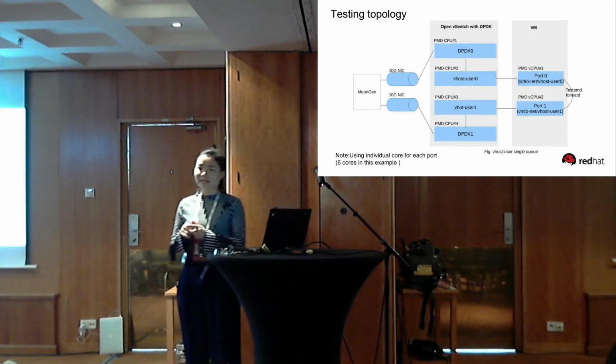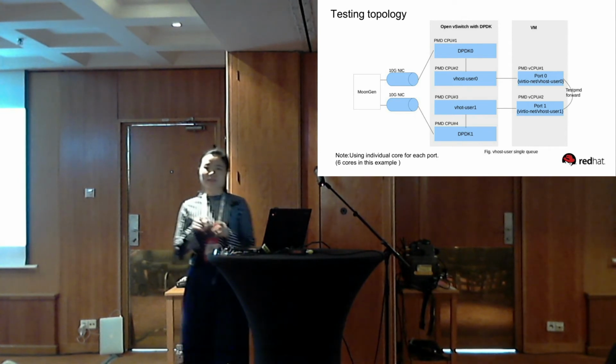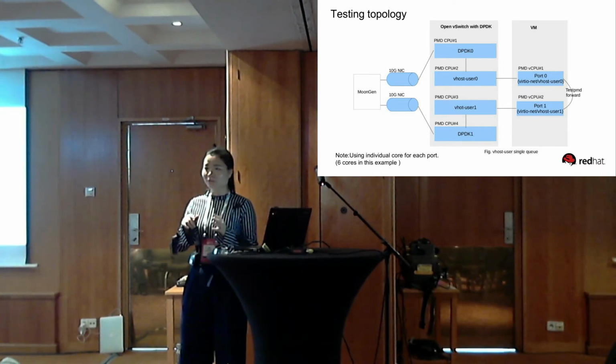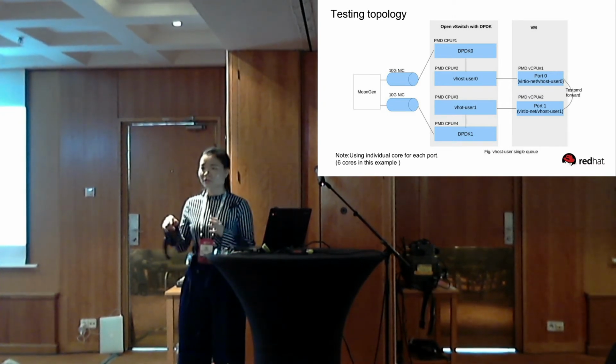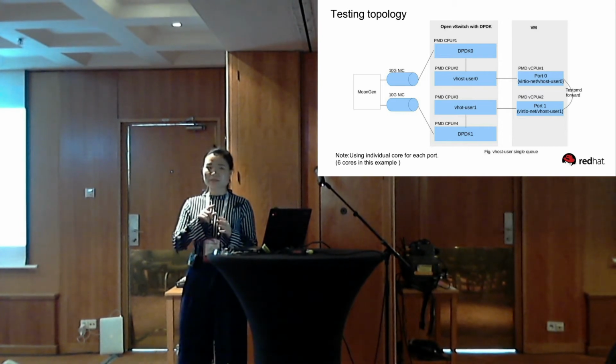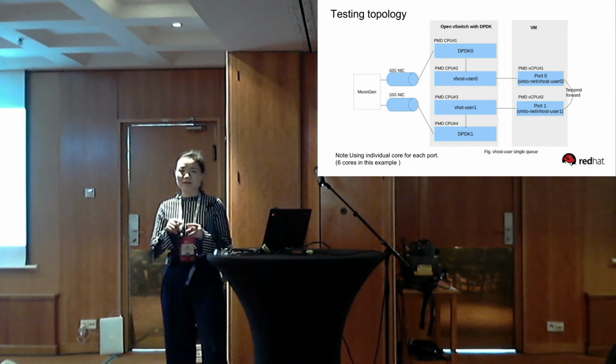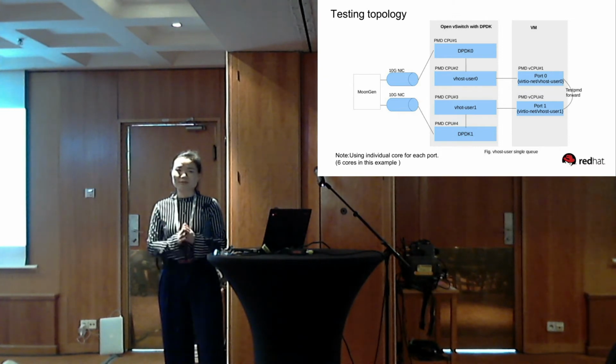So the whole packet flow is, it receives the packet from the DPDK port. In the Open vSwitch, we add a flow between the DPDK port and the vhost-user port. Then it forwards the packets to the vhost-user port, and the guest can receive the packets from the vhost-user port. So this is our testing topology.